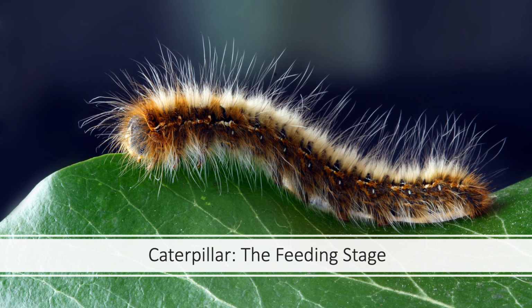And so they'll eat and eat and eat, and a good portion of the diet is leaves, obviously, but they eat so much that they can grow up to 100 times their size. During this stage, they're going to be called larvae.